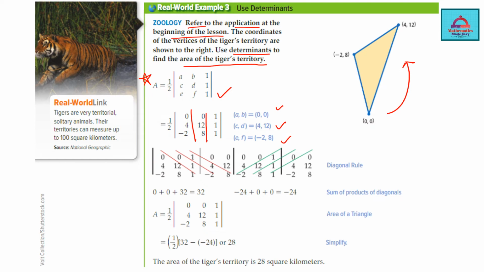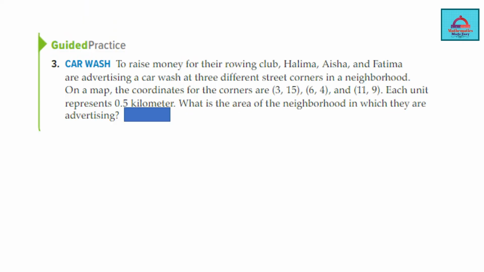Now the method used here for simplifying the determinant is called the diagonal rule. If you find this method confusing in your book, please follow the method which I've given you in the previous example and in my last video. And when you simplify that nicely, the area of the tiger's territory will come out to be 28 square kilometers. That was a solved example. Please go through it, and now we'll look at one unsolved question.